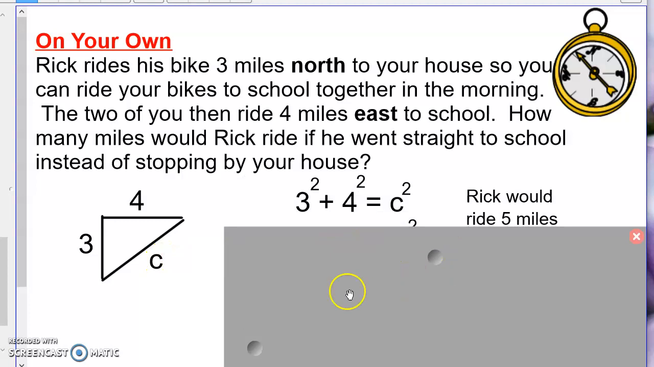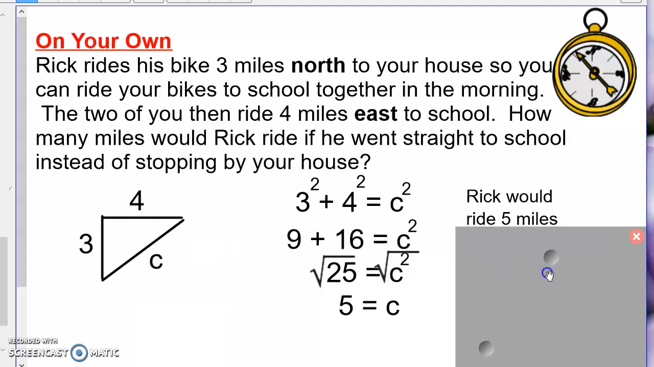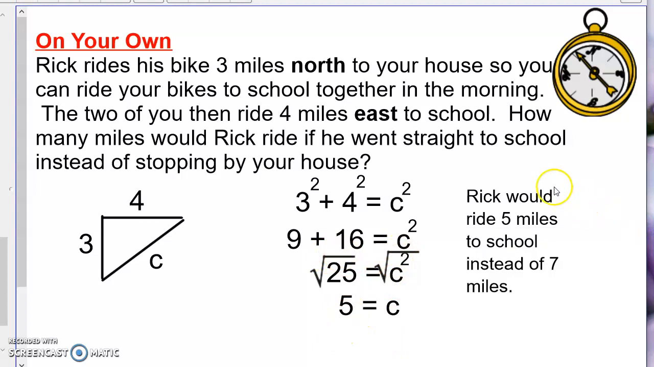So 3 squared plus 4 squared equals C squared. I replace 3 squared with 9, 4 squared with 16, add those two numbers together and get 25. Then I just have to square root both sides and I get 5. So then to answer the question, Rick would ride 5 miles to school instead of 7 miles. But if he wants to ride with somebody, then he's going to have to ride his bike 2 miles longer.